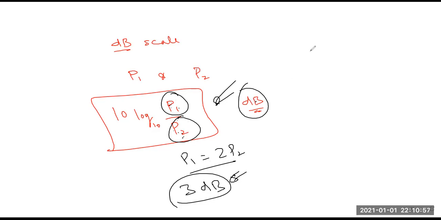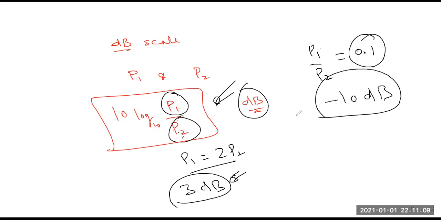For example, if the ratio of P1 and P2 is 0.1, it means P1 is less than P2. If you put this ratio in this expression, you will get the answer minus 10 dB. So if the dB value is negative, it tells you that the power in the numerator is less than the power in the denominator. You might have already used this in your previous courses.